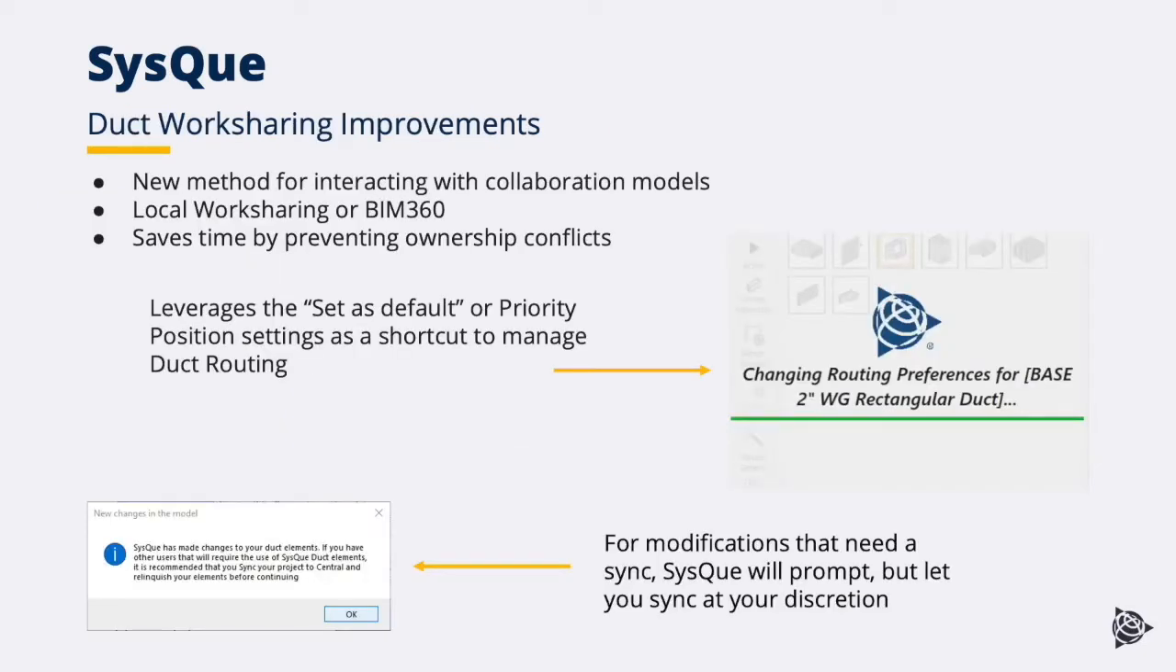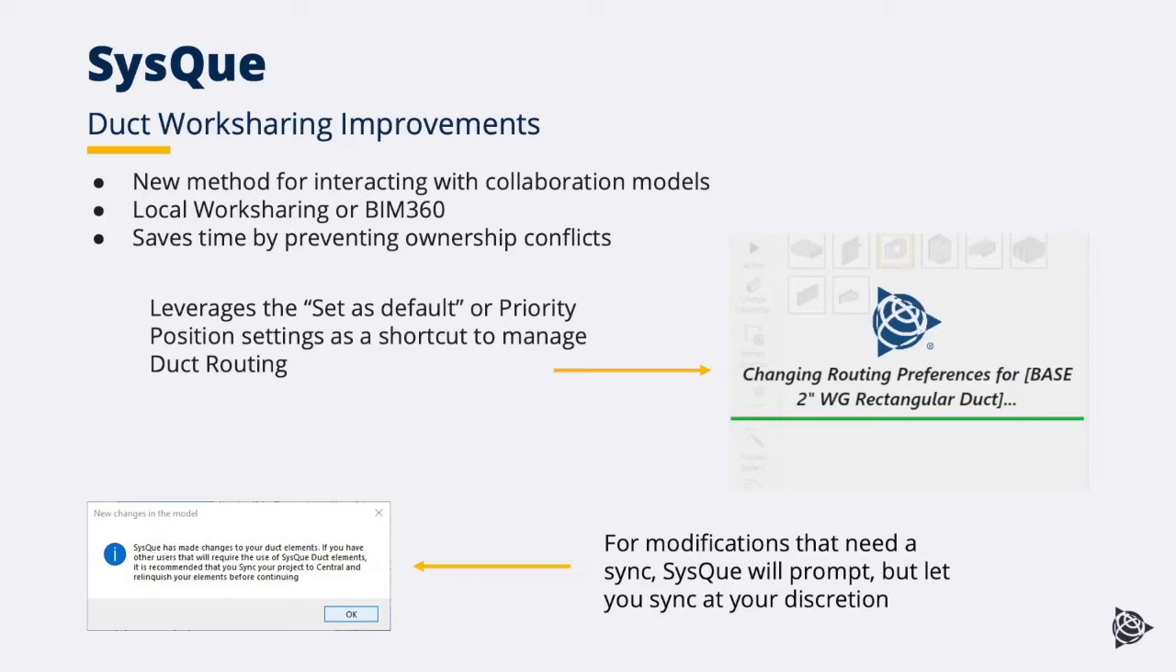We also have made improvements for duct work sharing. As we move forward in the Revit environment, we realize that the industry is quickly moving to a shared environment, more often than not on BIM 360. So what that means is we have to adjust our methods and techniques of managing the model. And what we've done is we've made a few modifications to give you leverage on the routing position or the routing preference for your Revit duct.